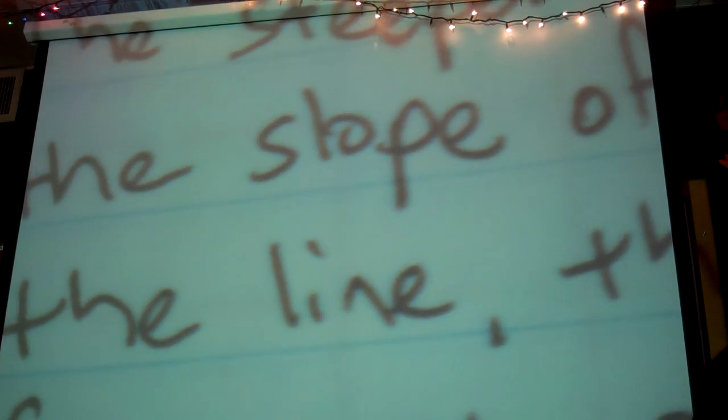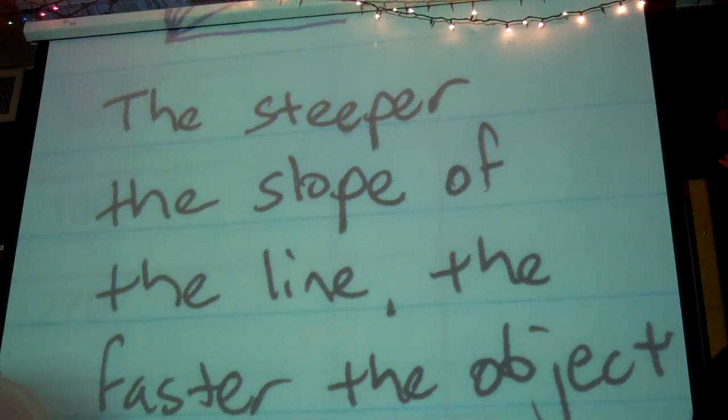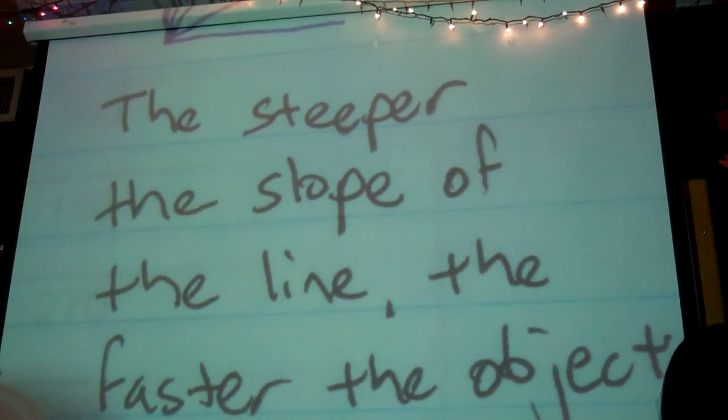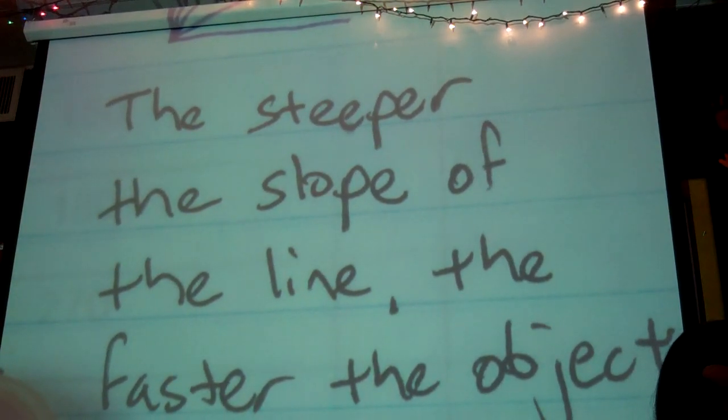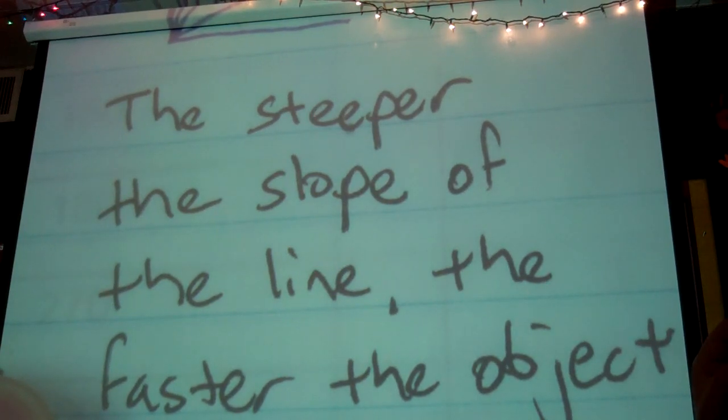And here the fact is, the steeper the slope of a line, the faster the object. Go ahead and write that down. This is number 3. The steeper the slope of the line, the faster the object.